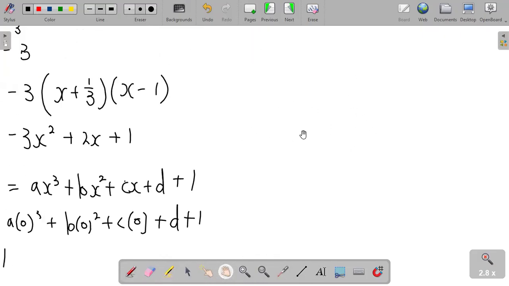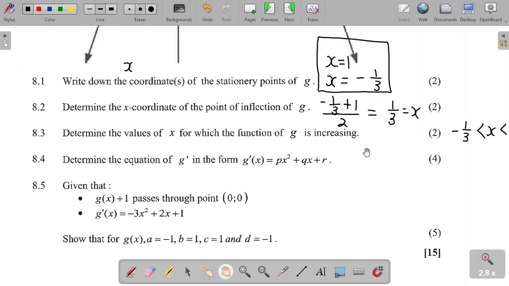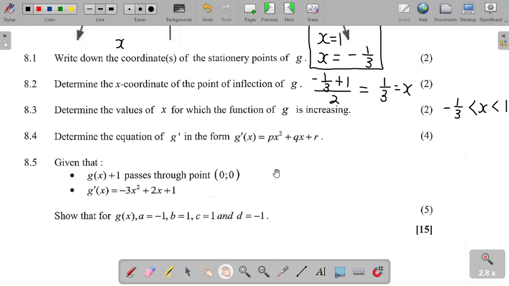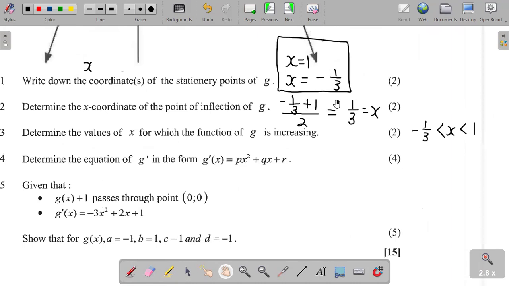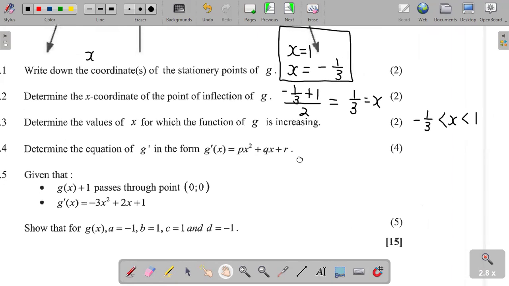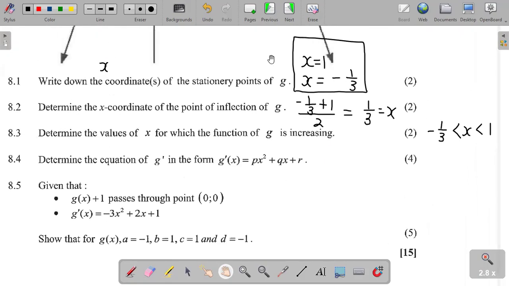The others, I've done them here on the question. So that side I did 8.4 and 8.5. 8.1 until 8.3, I did them here because they were short and didn't need space. Okay, let's move on to question 9.